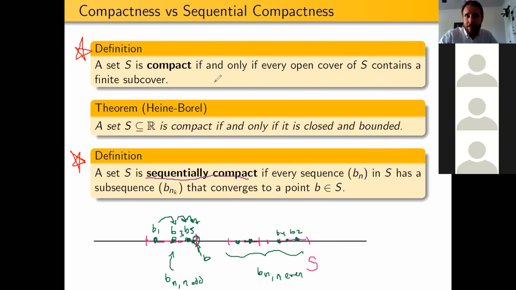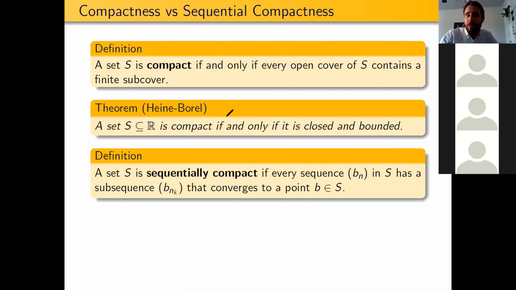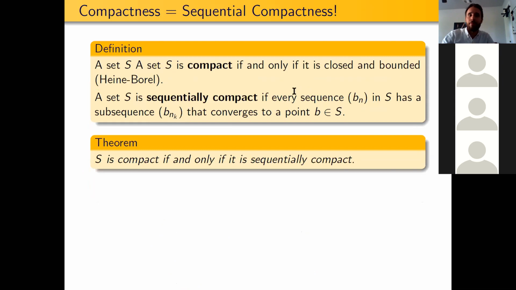Let's see. So erasing this for a second. It will turn out that sequential compactness is equivalent to compactness, and that's what we're going to prove next. So we will actually prove that compactness and sequential compactness are two sides of the same coin, or two equivalent definitions. And this is going to be great because every time I know that a set is compact, I will automatically know that it's sequentially compact.